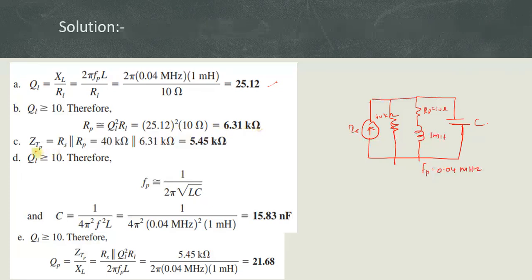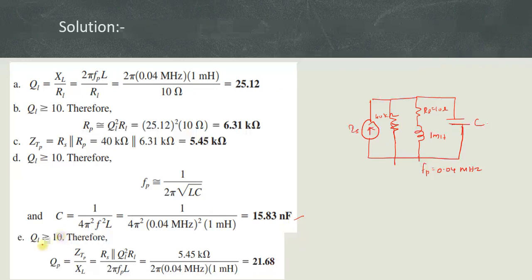And the total impedance ZT equal to Rs parallel with Rp. Here Rs is not infinite, so definitely we go for the simplification, 40 kilo ohm in parallel with 6.31 kilo ohm. The resultant value is around 5.45 kilo ohm. Okay, if the quality factor is greater than 10, therefore Fp is equal to 1 divided by 2 pi square root of L into C. If I want to find the value of capacitance C, just rearrange the equation so that C is equal to 1 divided by 4 pi square F square into L. Substitute all those values and simplify. The capacitance value is 15.83 nanofarad.